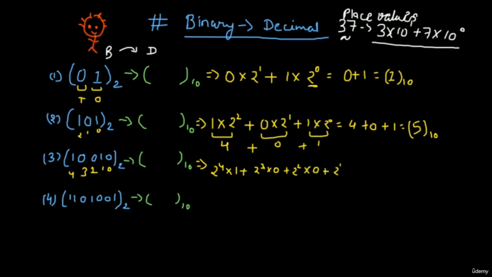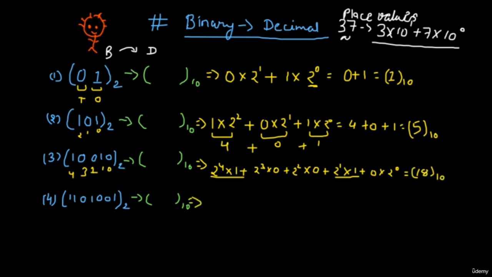2 to the power 1 multiply 1 plus 0 multiply 2 to the power 0. And the final answer we have is, I think, we have 2 here and we have 16 here. 16 plus 2 is 18. So we have the number 18 here. Now the final one.